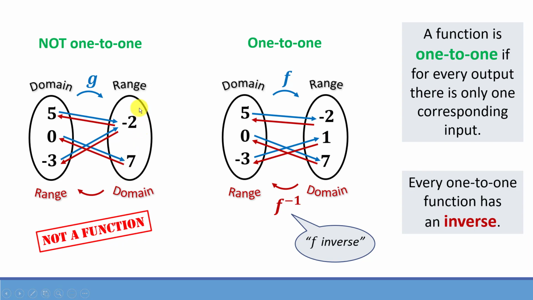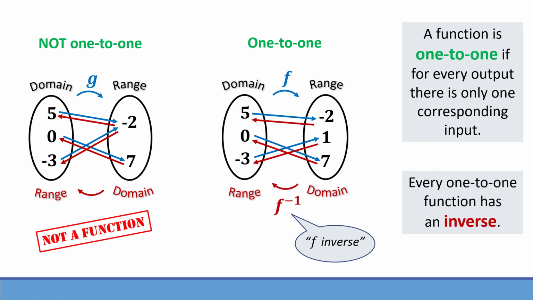Why is that? Well, as we just said, -2 and 7 are inputs, right? But what can I say about input -2? Well, I can see that input -2 has two corresponding outputs, 5 and -3. And that violates the function definition. Because remember, a relation is called a function if every input has only one corresponding output. And obviously, that's not the case here. And it's not the case because function g was not one-to-one. So now you can see why only one-to-one functions have inverses.